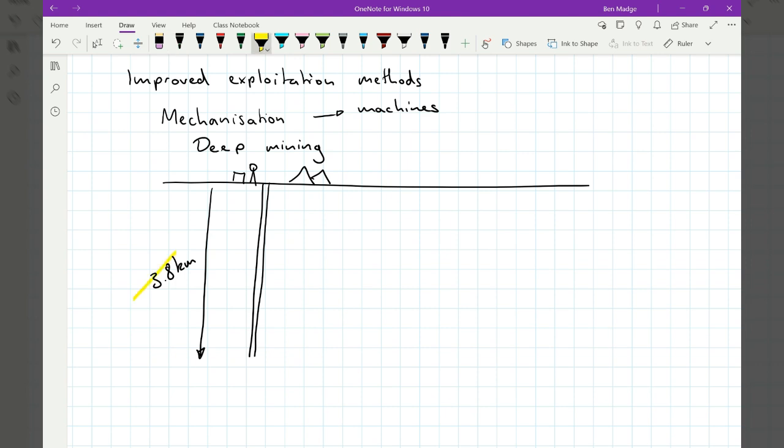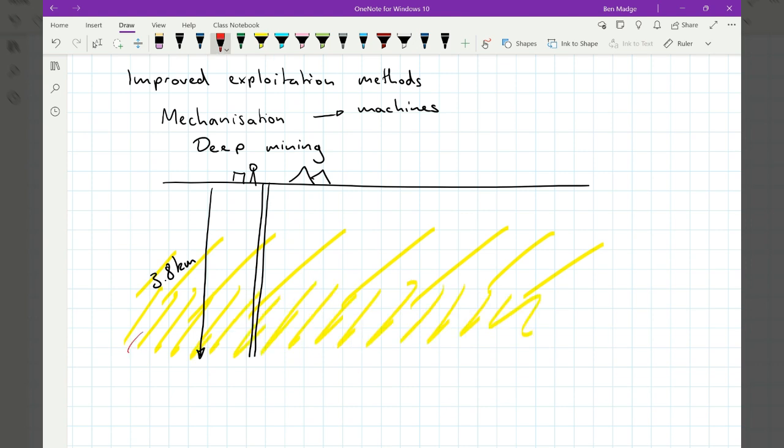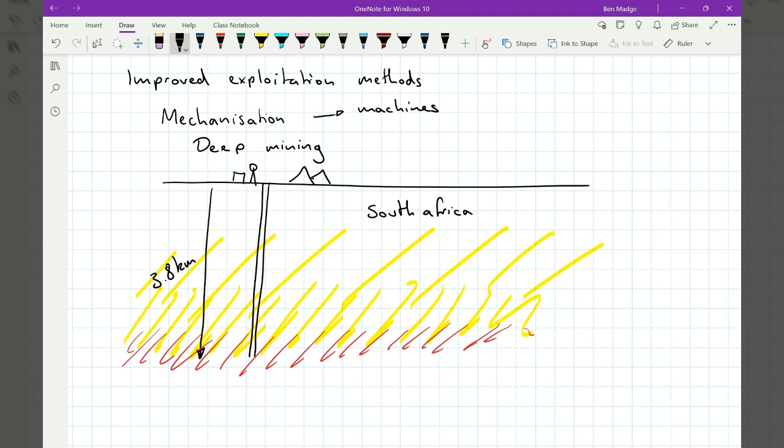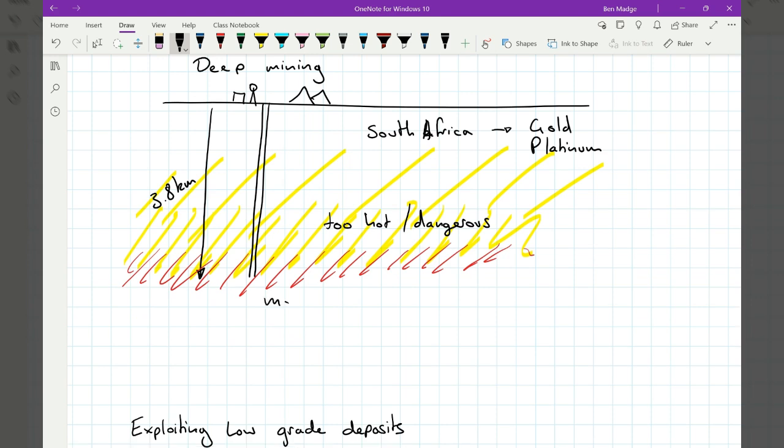As you get deeper and deeper, the heat starts to build up. And this gets to a point where it's actually dangerous for humans to be exposed to these temperatures for any length of time. And it's also dangerous because you're so far down, if something goes wrong, it's very difficult to get to you. So South Africa has these very deep mines where they dig high value products, things like gold and platinum. So it's too hot and dangerous. So we can use mechanization instead to replace people at that depth to a greater degree. So machines replace humans.